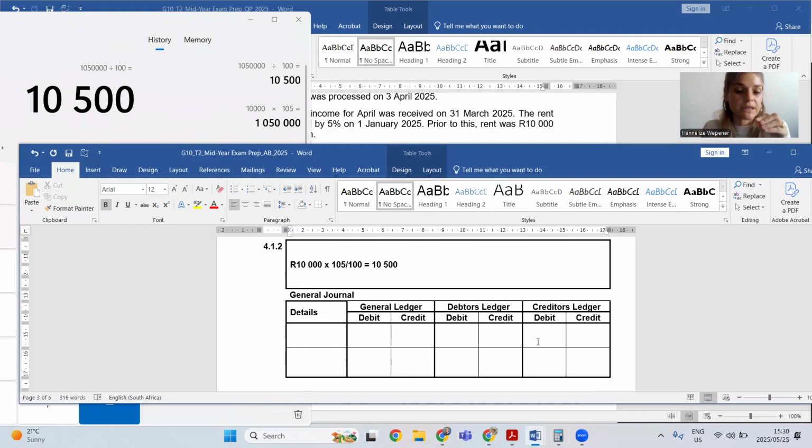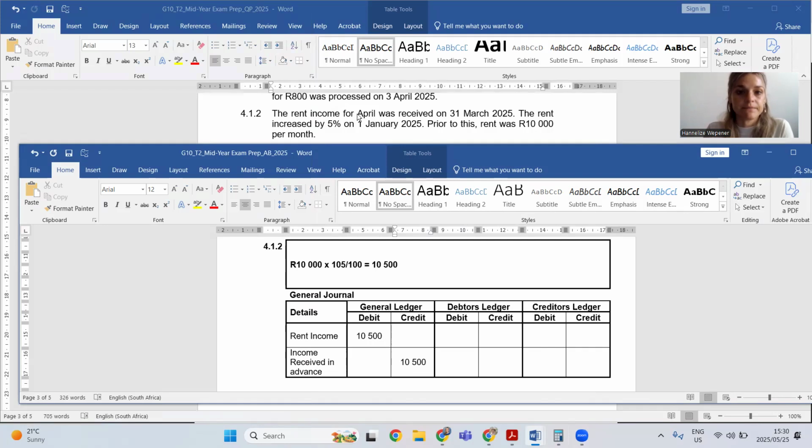So to remove it from an income account means that I have to debit the income account by 10,500. No debtors, no creditors, so I won't show anything there. And now this is income received in advance. 10,500 increase in the liability.